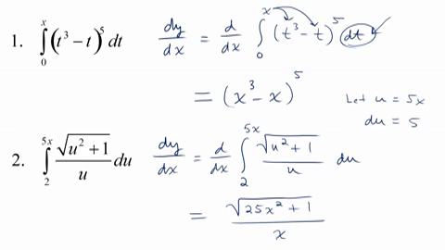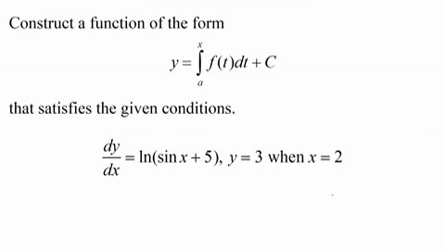Let's try a slightly different example. Construct a function of the form y equals the definite integral from a to x of f of t dt plus some constant that satisfies the given conditions. We're going to make dy/dx equal to the natural log of sine x plus 5, and we're also told that y is equal to 3 when x is equal to 2.